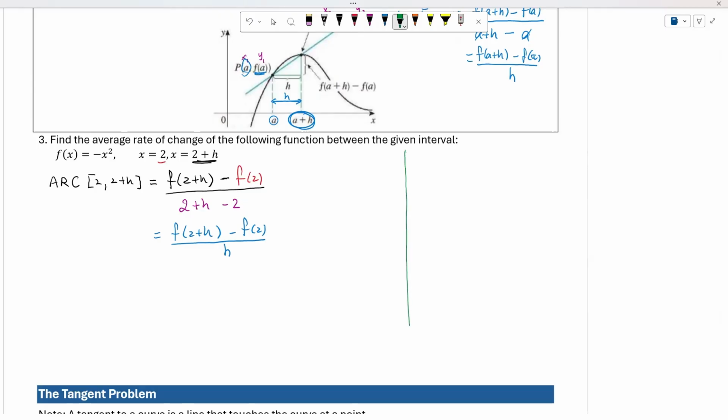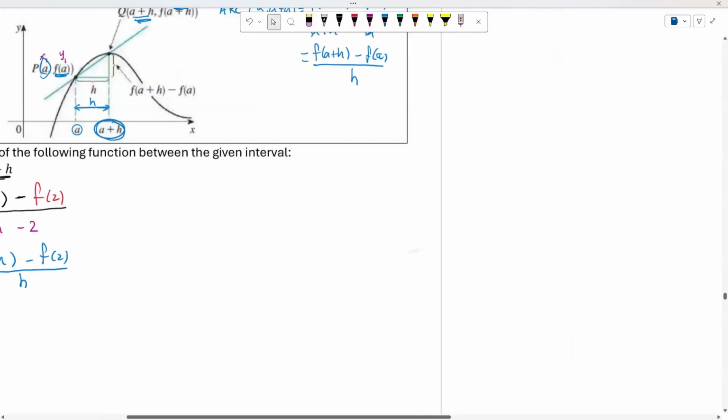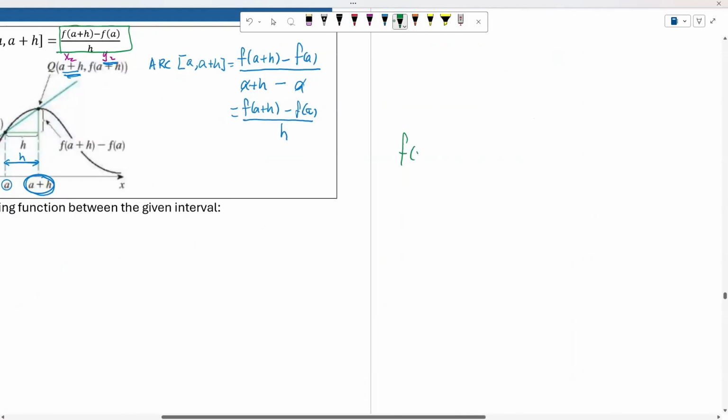Now, one thing about this is I have some students who, when they work with f of 2 plus h, don't know how to take care of this. Let's see how we actually take care of f of 2 plus h. When you have polynomial functions, f of x equal to, for example, 2x squared plus 2x minus 5, okay?